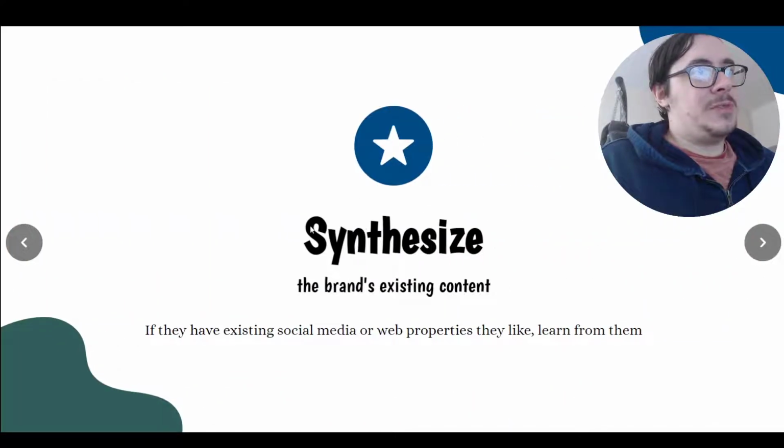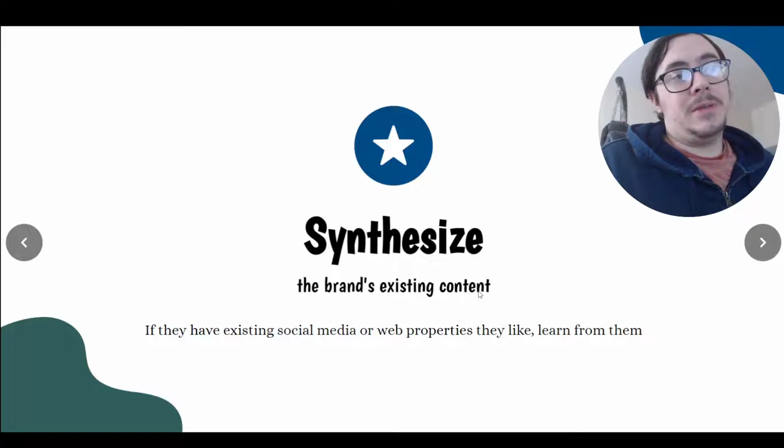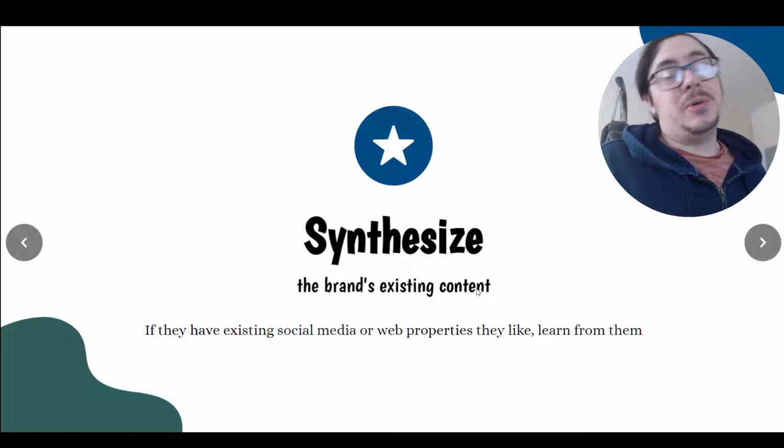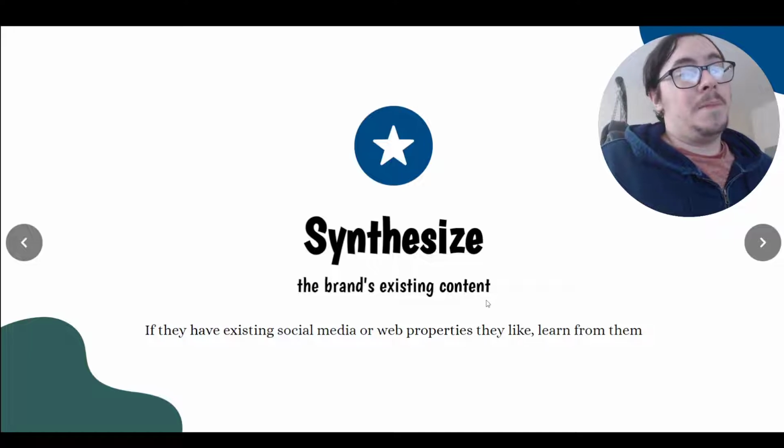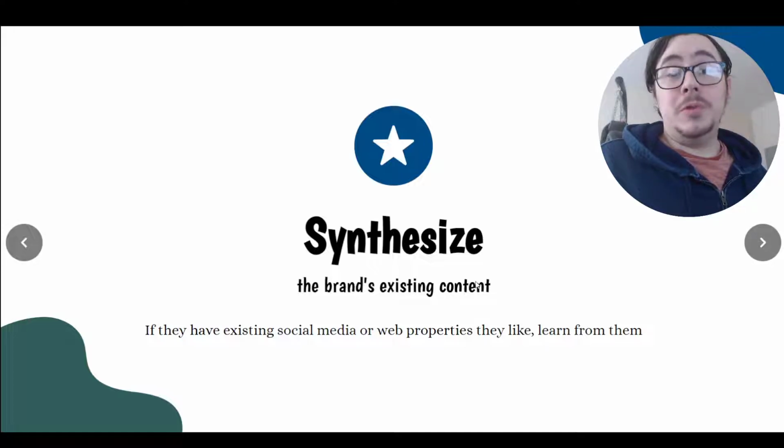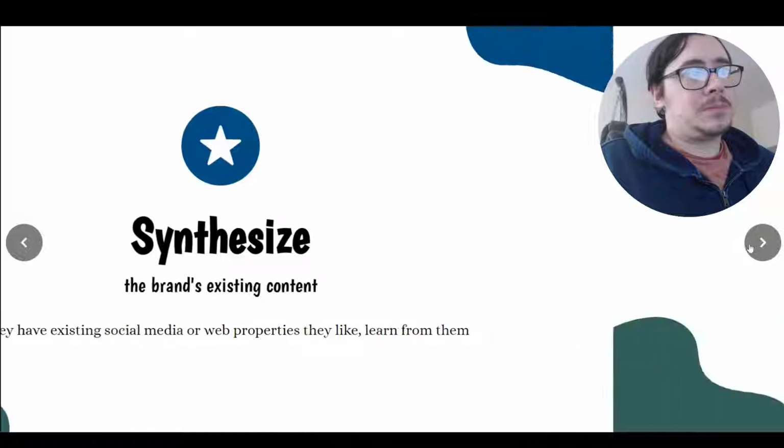The S is for synthesize the brand's existing content. So that's if they already have existing social media or web properties that they like the content on. Maybe they wrote it themselves, maybe they hired someone and they just like what that person did. You can synthesize that and learn from it. It doesn't mean that you need to be the same as it. You might be crafting a new and improved brand voice, but you can definitely learn from those assets.